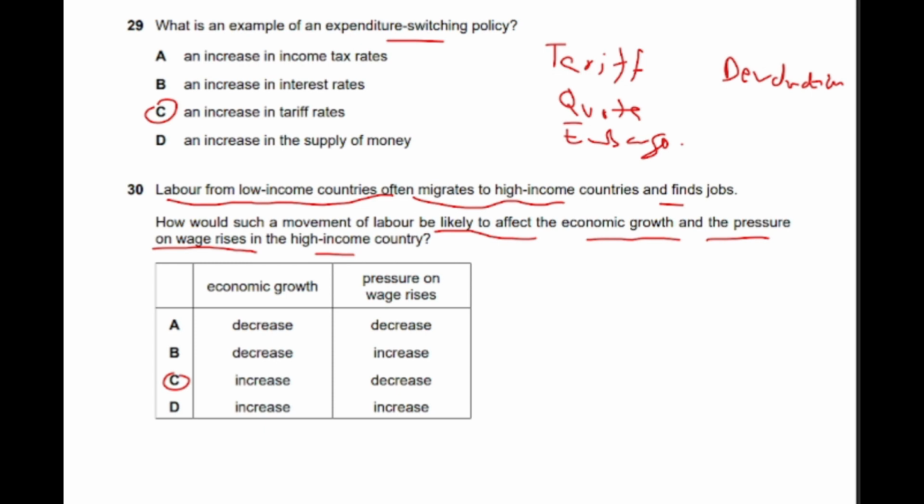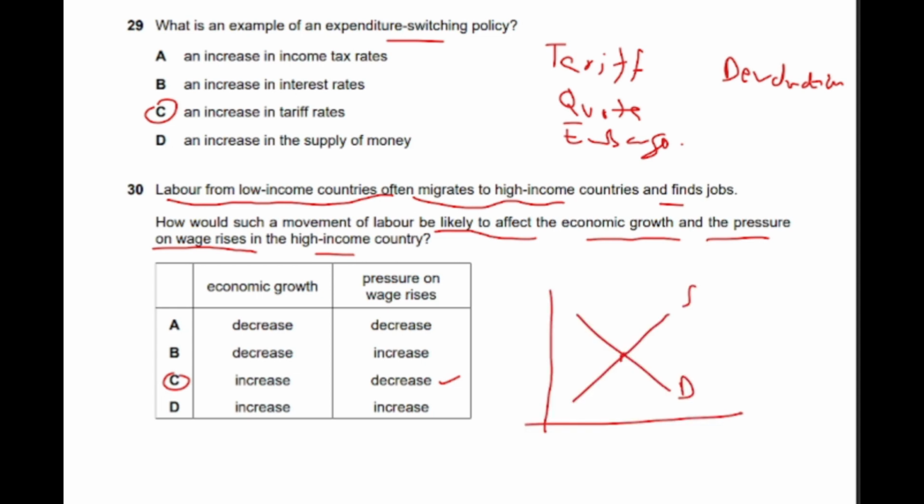Why does it happen? Economic growth will increase because people coming from the low income countries will also accept low wages and they will work harder and they will be able to add more to the total GDP of the country. So economic growth will rise when GDP rises. Pressure on wage rate rise will decrease because when supply increases in developed countries, then definitely their wages will fall. So why will pressure on wage rate rise decrease?